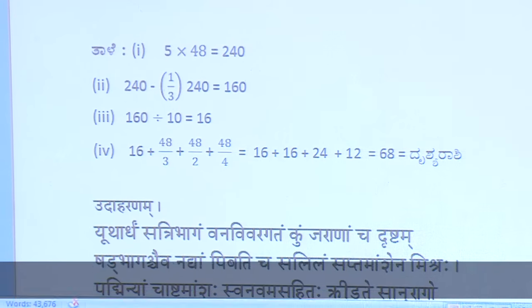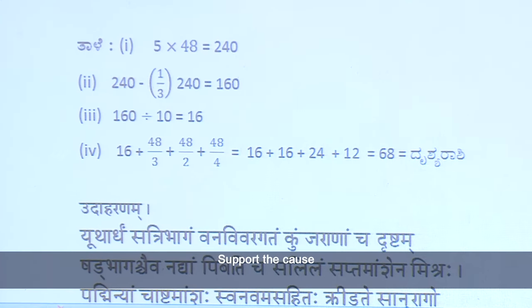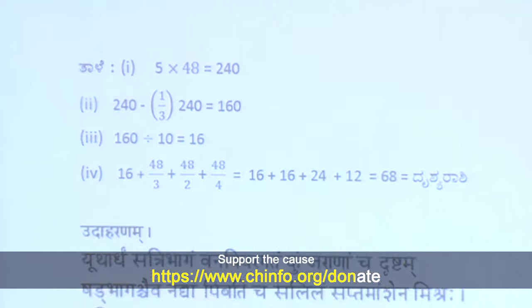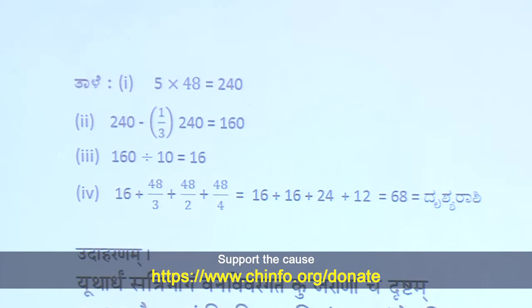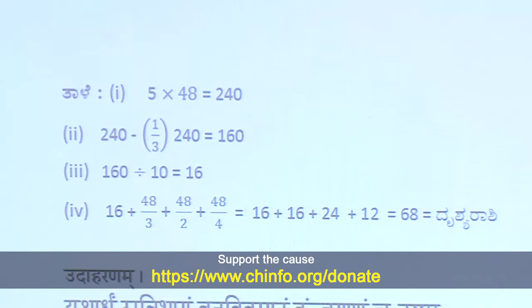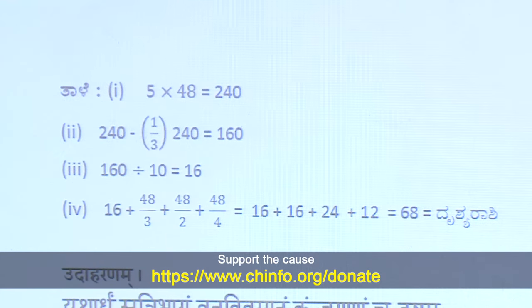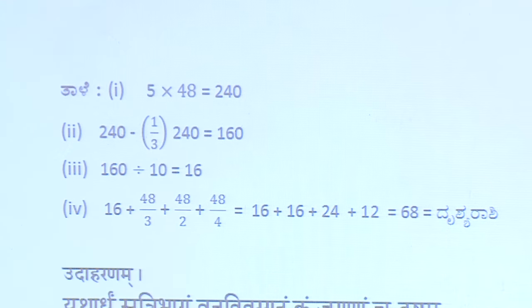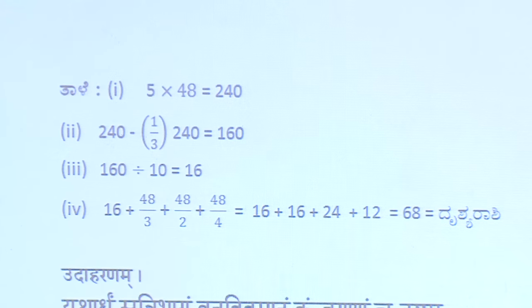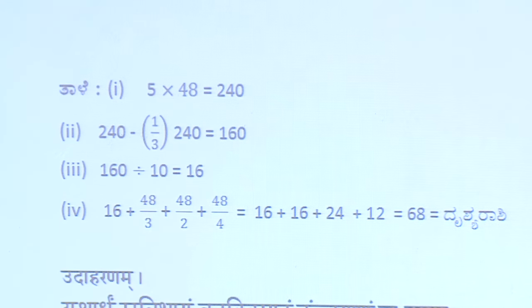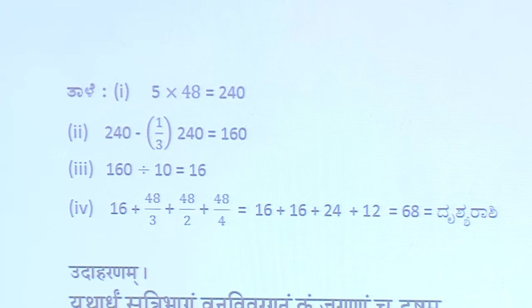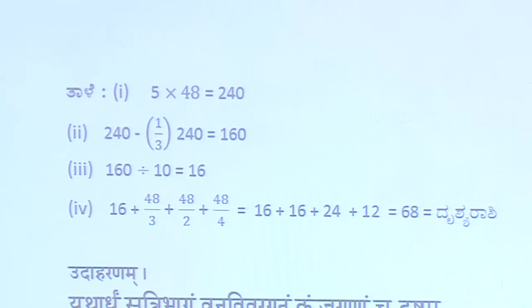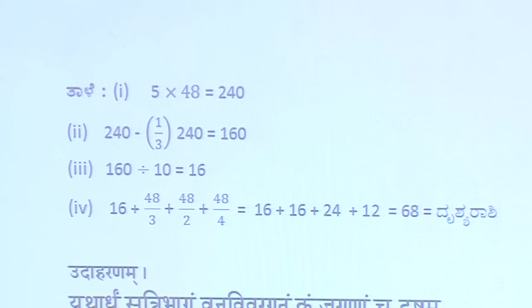What is that number which multiplied by 5 and having third part of the product subtracted and the remainder divided by 10 and 1/3, a half and a quarter of the original quantity added gives 2 less than 70? 2 less than 70 is 68. The Drishta Rashi is 68. The process to be carried out.